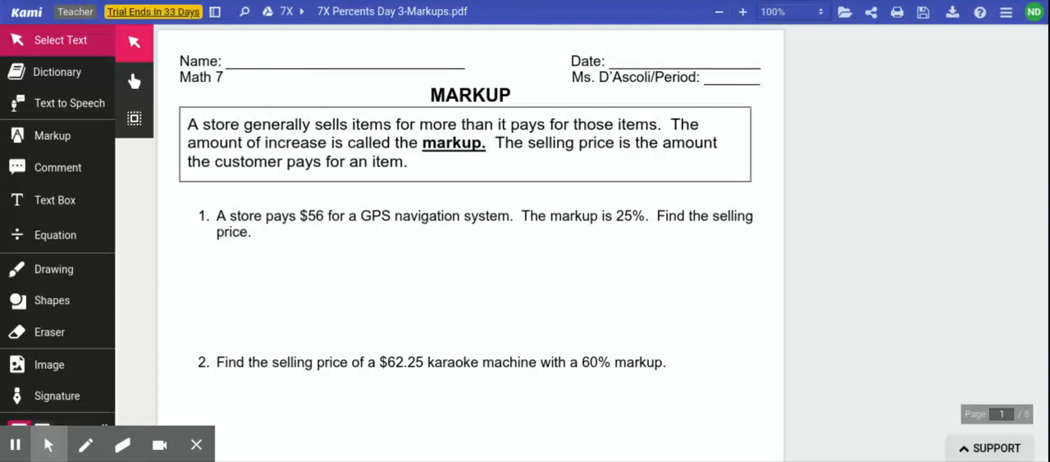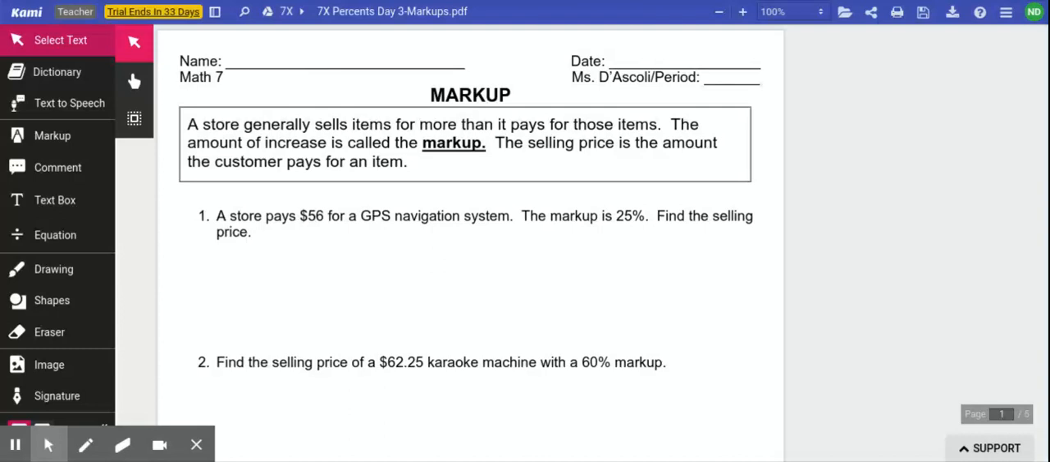Today we're going to be talking about markup rates. And just to recap from yesterday, we were looking at markdowns, which were some examples of that were discounts, sale prices, things like that, that decreased the price of an item. Today we're going to be looking at markups, which you may have already realized is going to increase the price of an item. So sometimes stores do that. They will mark up an item to increase the price of the item to increase their profit.